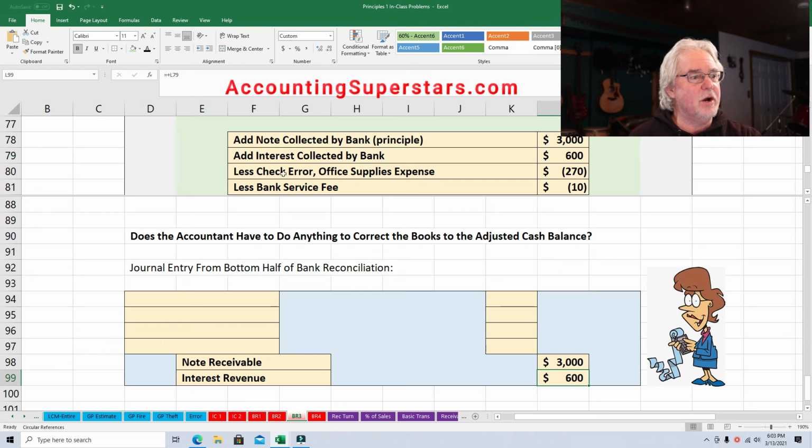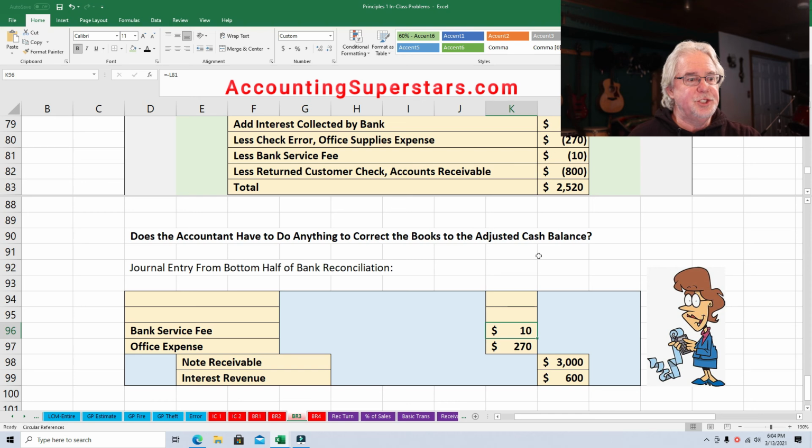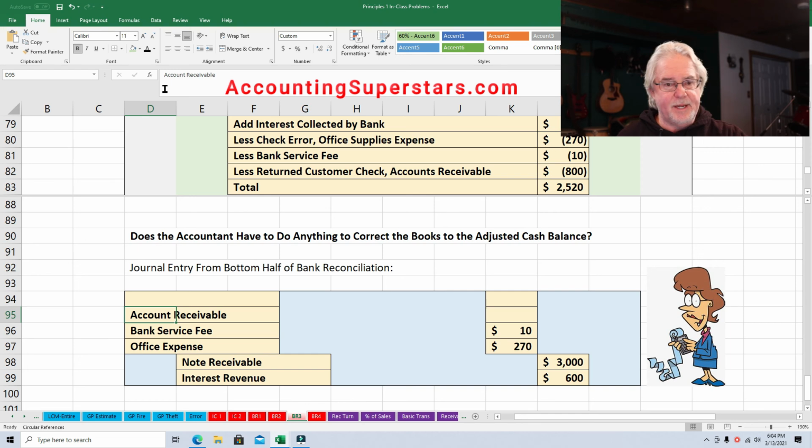Now that check error office supplies expense, that's going to go here in the top part. And here's where I set it right there, office expense. And it's going to be a debit for 270. And the reason why is office expense, well, it's an expense, and expenses are debits. They go on the income statement. Bank service fee for $10. Here, I put it right there. Bank service fee for $10. It's a debit. There we are. Going down here to less customer check here. Accounts receivable. Folks, that customer owes us money, so we are going to debit accounts receivable for $800. There we are.